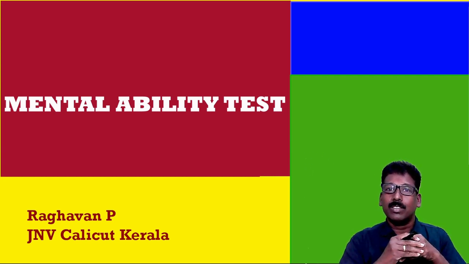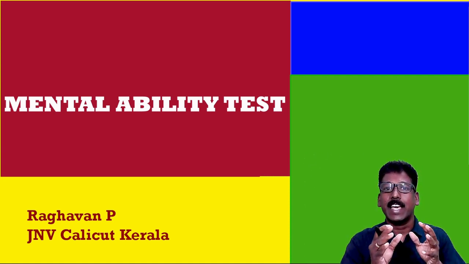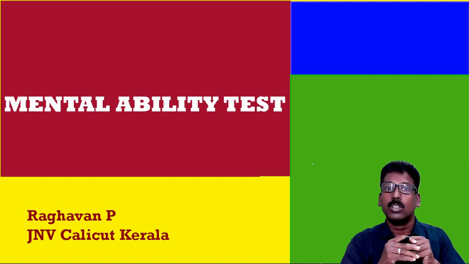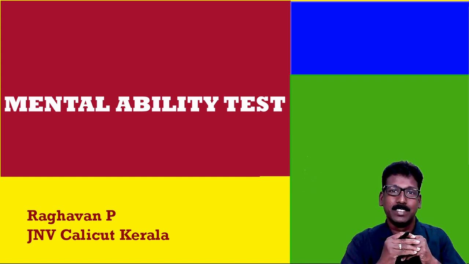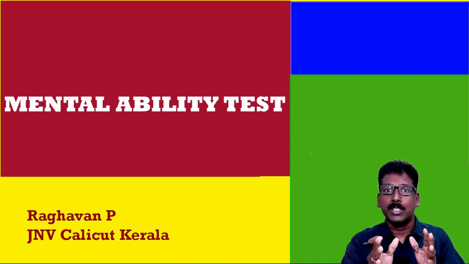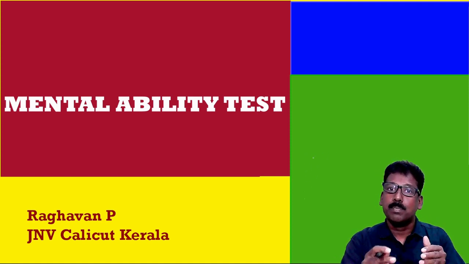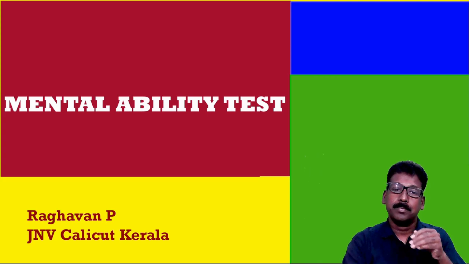Let us go to the first section of JUST, that is Mental Ability Test. This section carries 40 questions for 50 marks. That means each question carries 1.25 marks. Now, these 40 questions are divided into 10 parts. Each part has 4 questions. Now, let us discuss each part in detail.